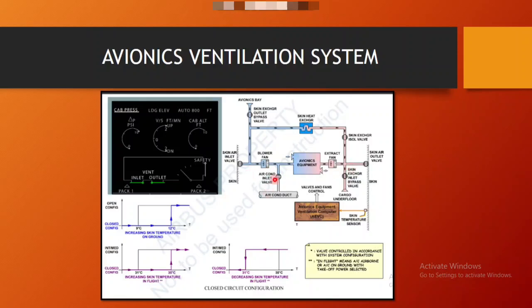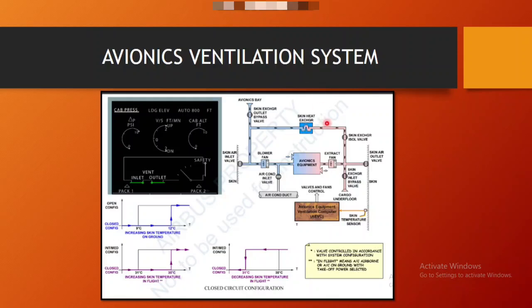Now what happened? The blower fan is rotating and it will take air from the surrounding area, and the avionics equipment will be cooled. Then it will go through the extraction fan and skin exchanger isolation valve, and some air will go to the bypass valve area under the cargo floor area. Then the skin heat exchanger will reduce the temperature. That's why there is a skin temperature sensor available on the right side of the fuselage, which I have already discussed in my YouTube channel.